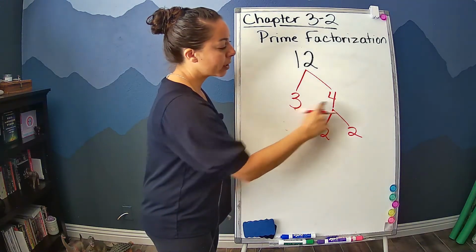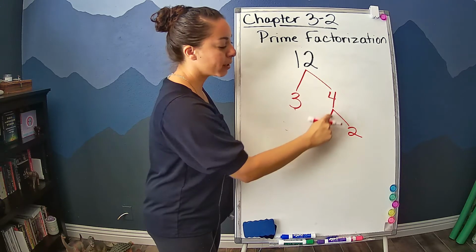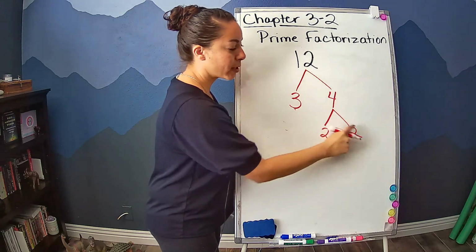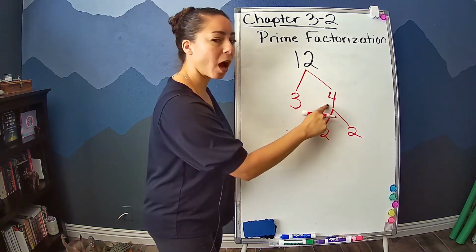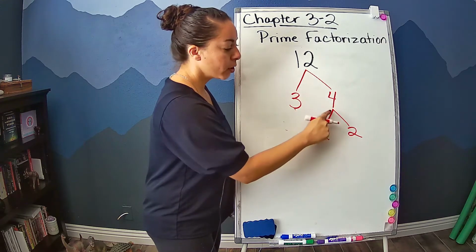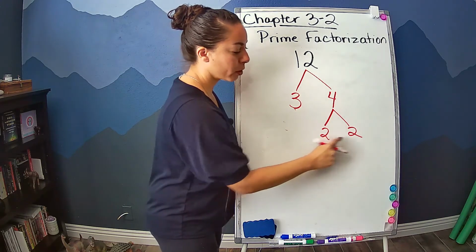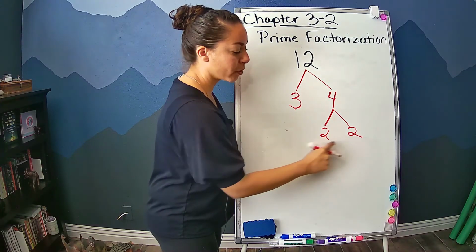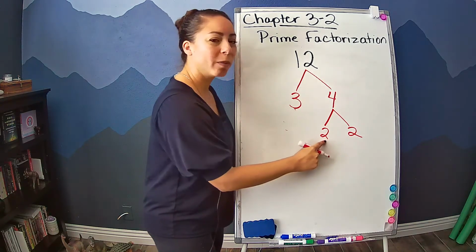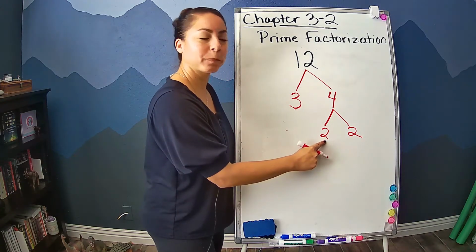So again, 3 times 4 equals 12, but you must find the factorization of 4 because this is not a prime number. So which numbers multiply to make 4? 2 and 2. Now, can I factor these two numbers? No, because they're prime numbers, okay?